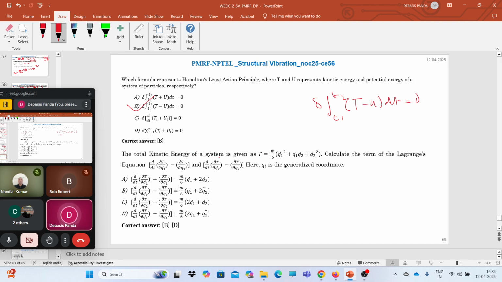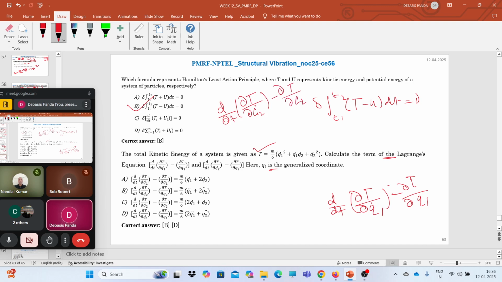A similar kind of question: the kinetic energy of the system is given, and the potential energy, calculate the terms of the Lagrange equation. Here Qi is the general coordinate. They are asking for the terms of the Lagrange equation: d/dt of del T by del q1 dot minus del T by del q1 first, and the second one is d/dt of del T by del q2 dot for the second coordinate minus del T by del q2, equals 0.